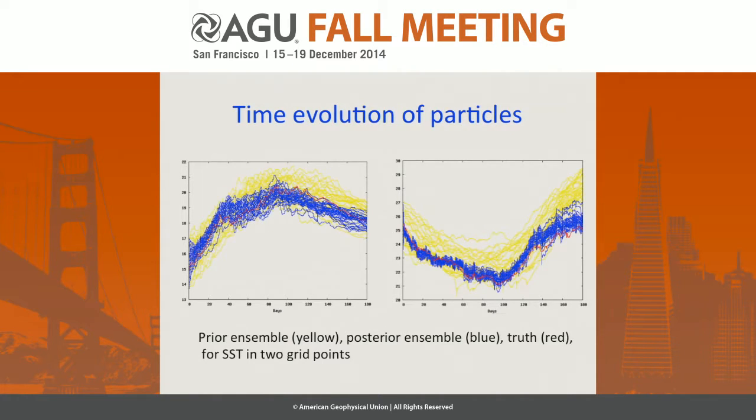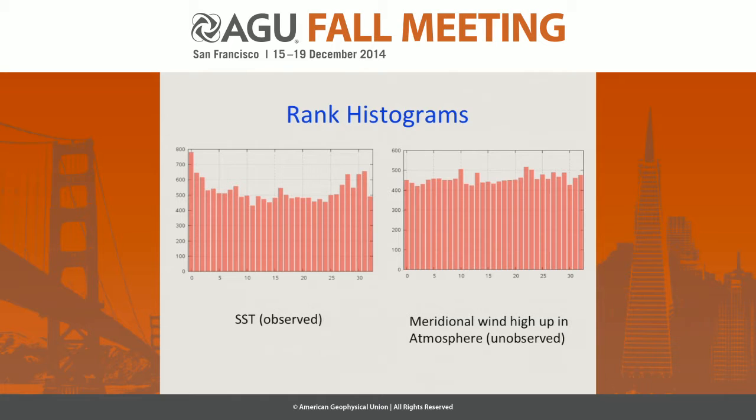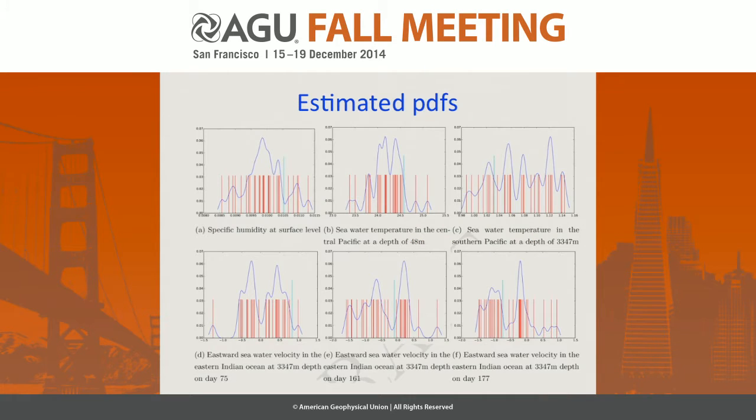Okay, so you can also, of course, look at how the ensemble is behaving over time. So on the horizontal axis we have time. Red is the truth. Yellow is the forecast ensemble, and blue is the analysis ensemble. Okay, we can look at rank histograms. You want the rank histogram to be flat. Well, they're almost flat, but not exactly. So the ensemble is slightly underdispersive. We can try to say something about the estimated PDFs. There's no time to go into that. The only thing I forgot to say is we use 32 particles in this system.